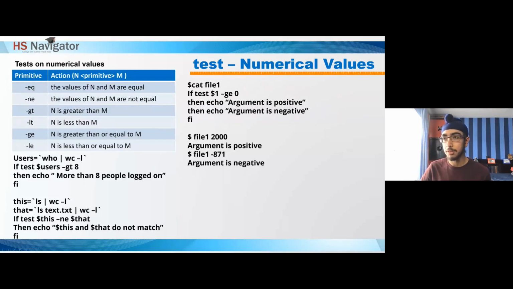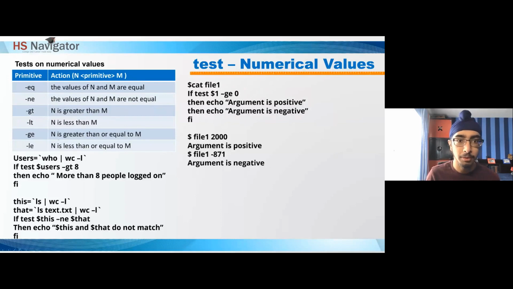So let's say you want to do cat file1. This is one of your shell files. It says if test $1 is greater than or equal to 0, then it's positive, else it's negative. So then with file1 2000, the argument would be positive, and with file1 -871, the argument would be negative.